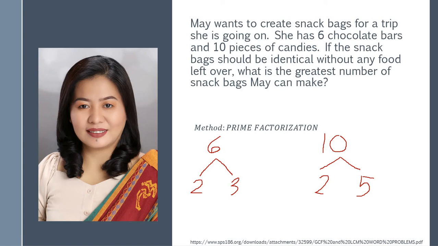So what is common in both? We have a 2 here and we have a 2. So it will tell us that the greatest number of snack bags May can make with her 6 chocolate bars and 10 pieces of candies would be 2 bags, 2 snack bags only.